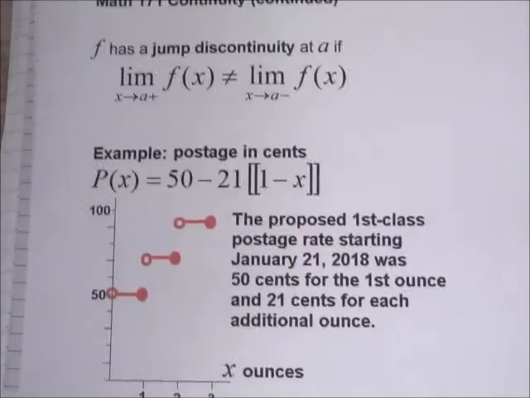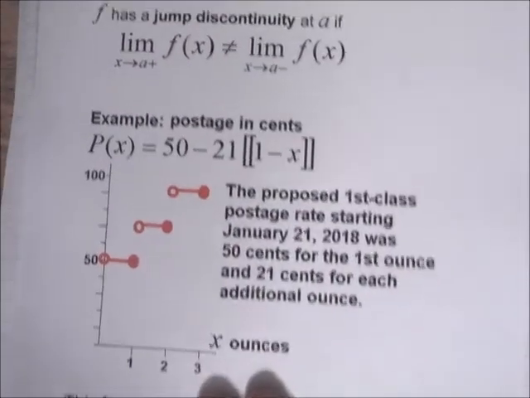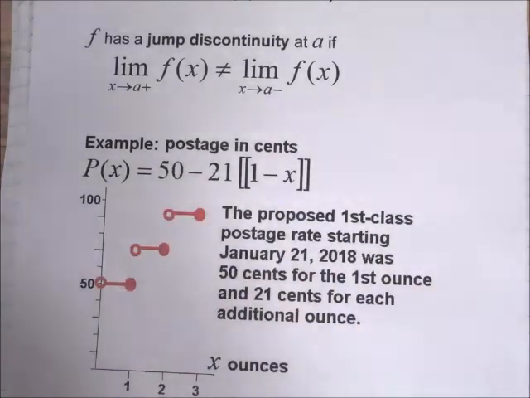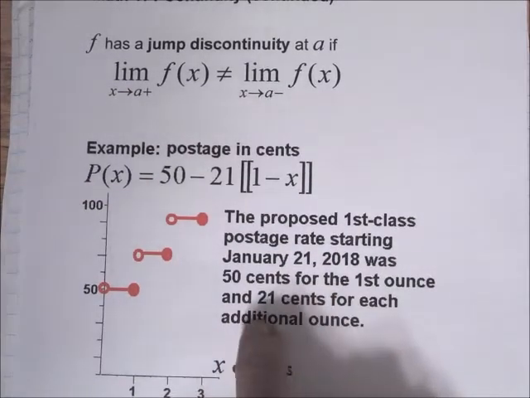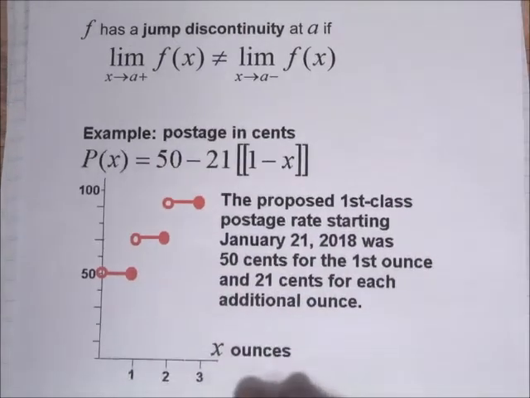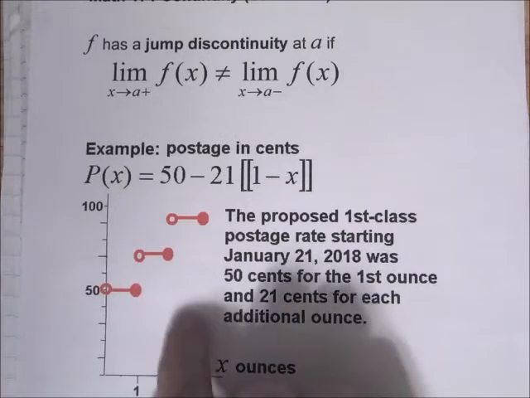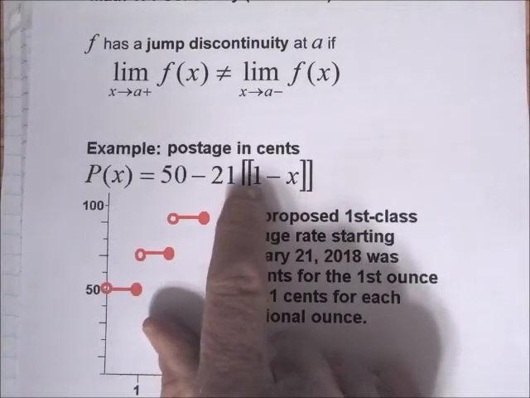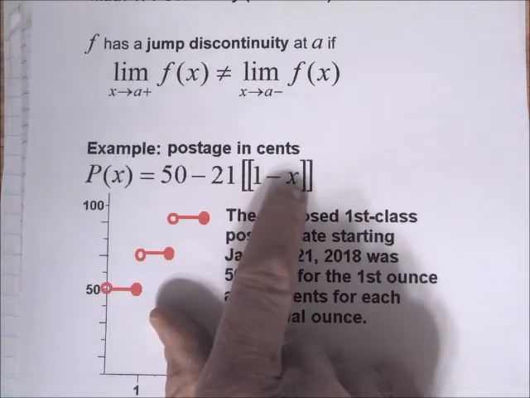Here we have the postal rates. These were the proposed rates in January of 2018. It was 50 cents for the first ounce for first class mail, and 21 cents for each additional ounce or fraction of an ounce. So this is a transformation of the greatest integer function. This double square bracket means the greatest integer less than or equal to 1 minus x.